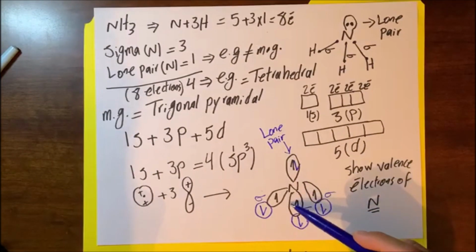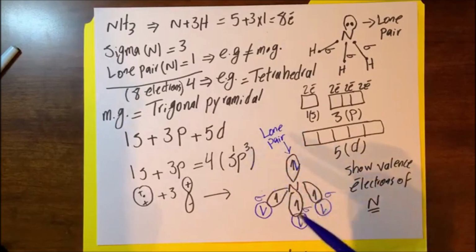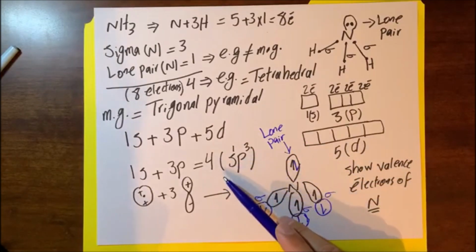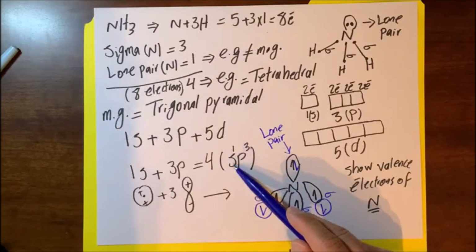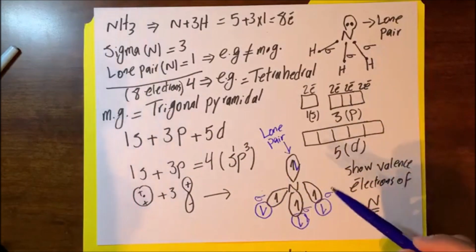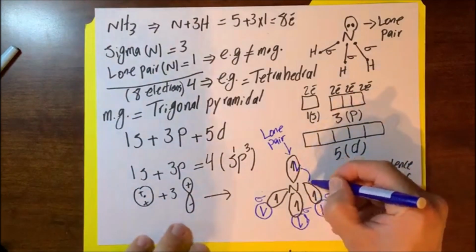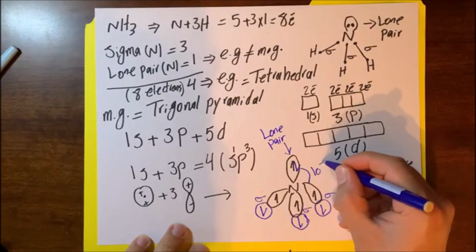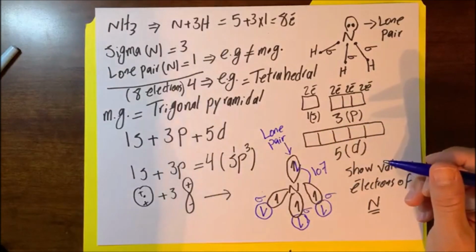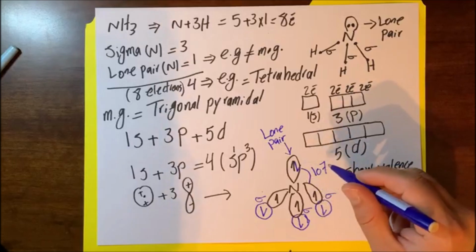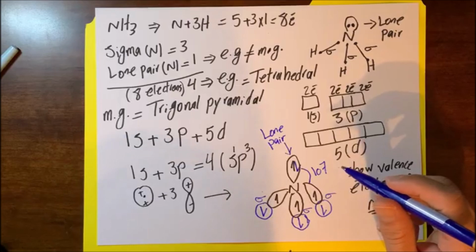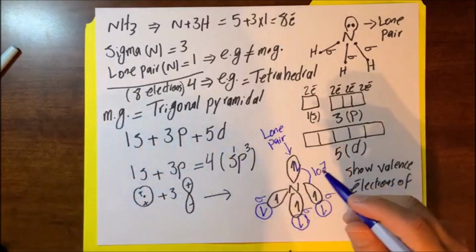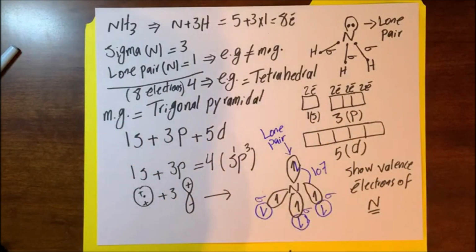Hybridization is 1, 2, 3, 4, sp3. We got 4 orbitals, and the contribution is going to be s1 and p3. Bond angle between them: from 109, the perfect tetrahedral, drop it by 2 degrees for 1 lone pair, so it will be 107. And I showed you also the molecular geometry, which is trigonal pyramidal.